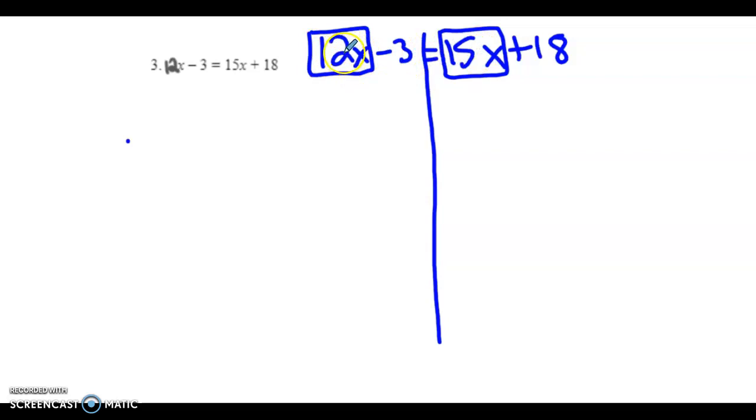So in this case, the 12x is smaller than the 15x. So I'm going to get rid of 12x. Since it's positive 12x, I'm going to subtract it from each side.